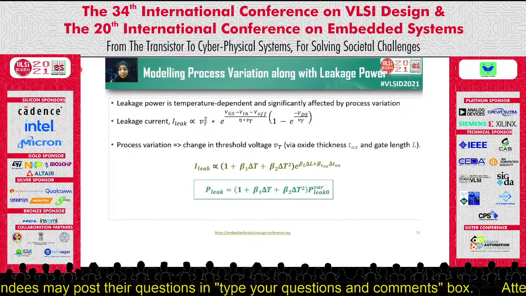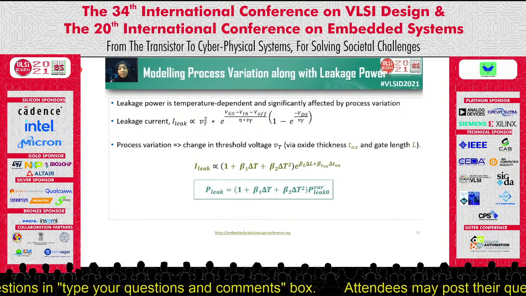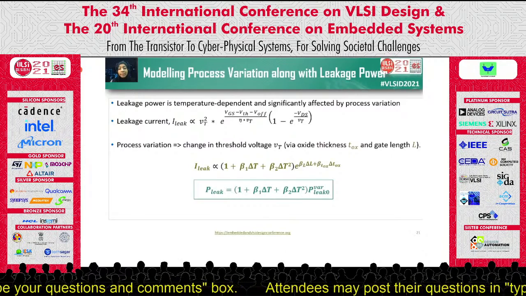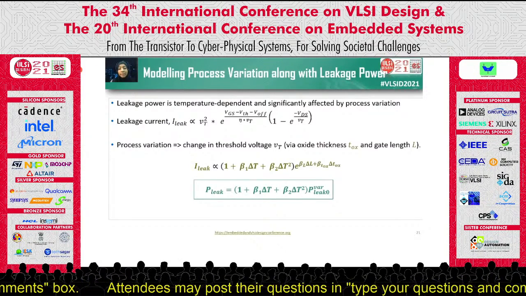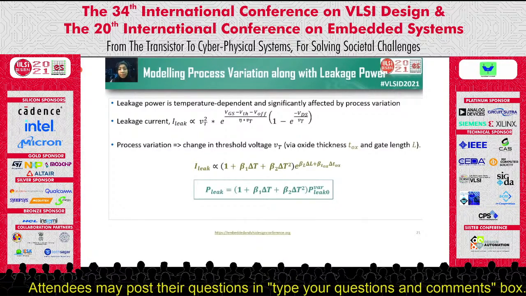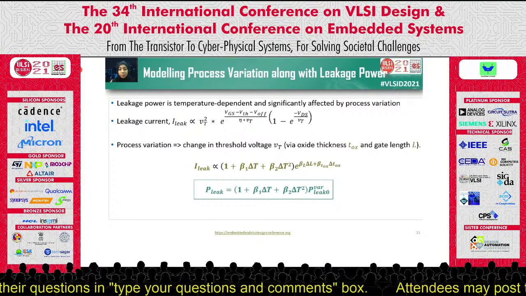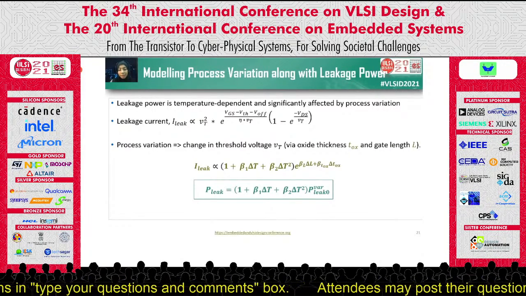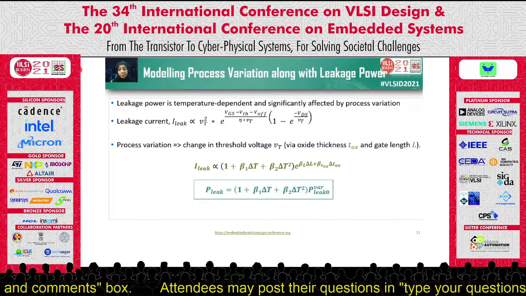Now this process variation term is captured by the baseline leakage power at ambient temperature. So we arrive at the final equation. We first obtain these P leak not var, and then we obtain the temperature dependent leakage power considering process variation by using this equation.